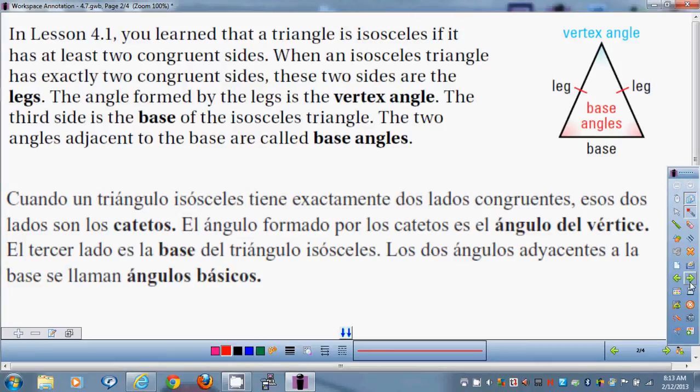Listen, Morris. Okay. I'm going to give people a moment to write that down. If they choose to do so, you do not have to. No, sir. Cool. Two legs, a base, and therefore you have two base angles and a vertex angle.